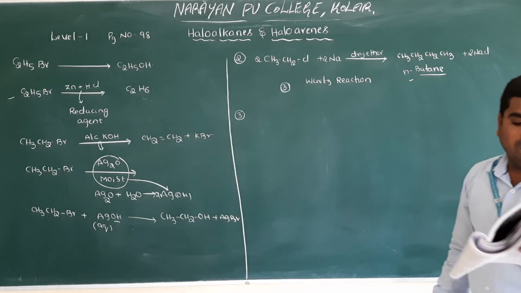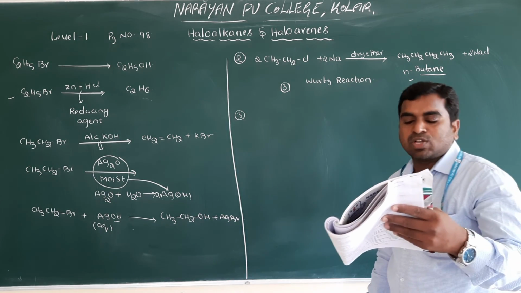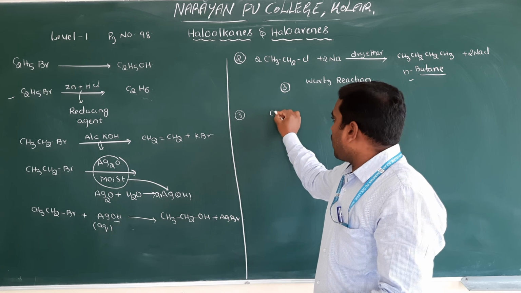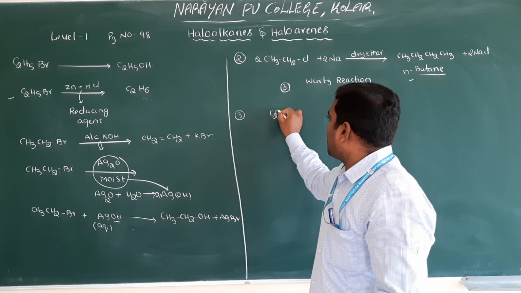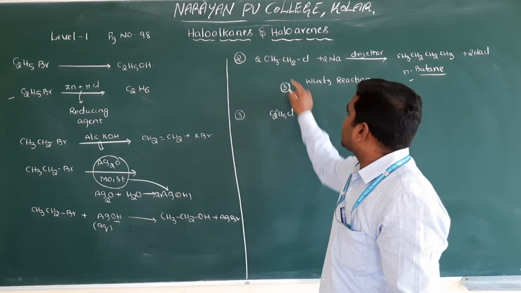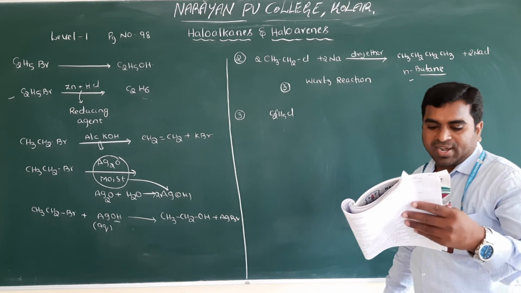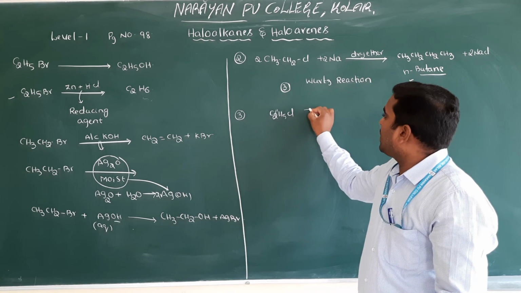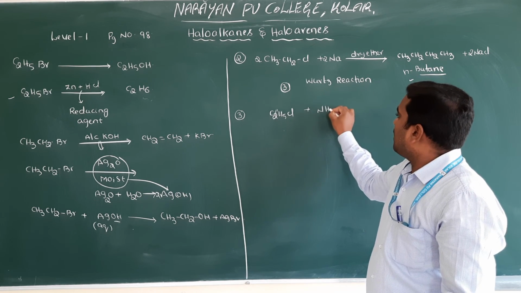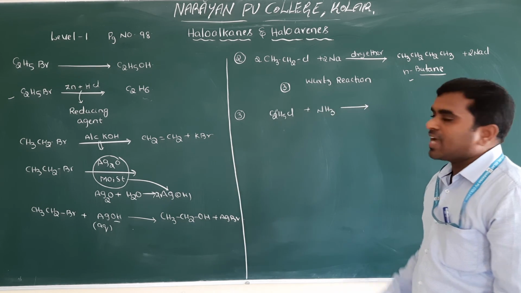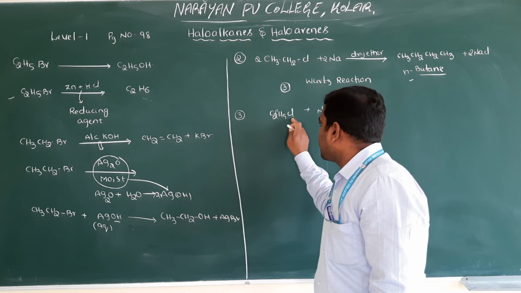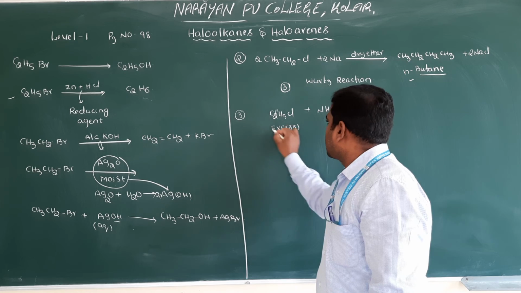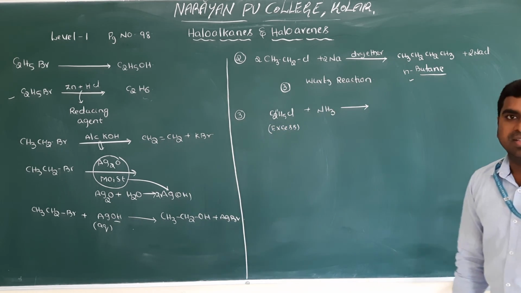Coming to question 3. Treatment of ammonia with excess of ethyl chloride will yield... You know that ethyl chloride, what is the formula? C2H5Cl, same only. Ethyl chloride is treated with excess of ammonia. Ammonia they have given here, NH3, but which one have they taken in excess amount here? C2H5Cl is the excess amount. So what is the final product they are asking?